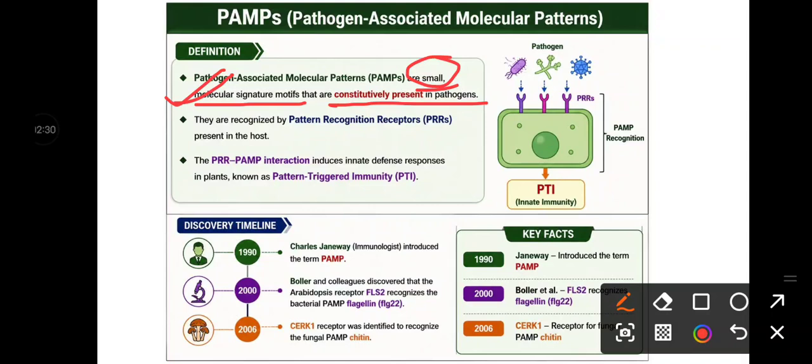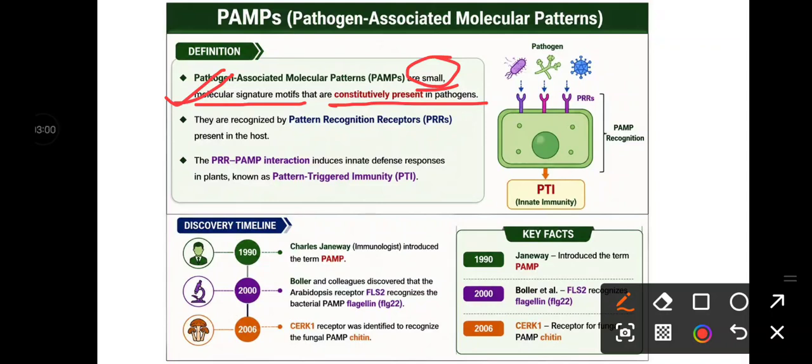See, if peptidoglycan is not present in bacteria, how will it survive? Because peptidoglycan is the major constituent of the bacterial cell wall, so it provides protection as well as structural integrity. Everything depends on the peptidoglycan. It's constitutively present in the bacterial pathogen. That's why PAMPs are very important for the pathogen, for the pathogen's survival.